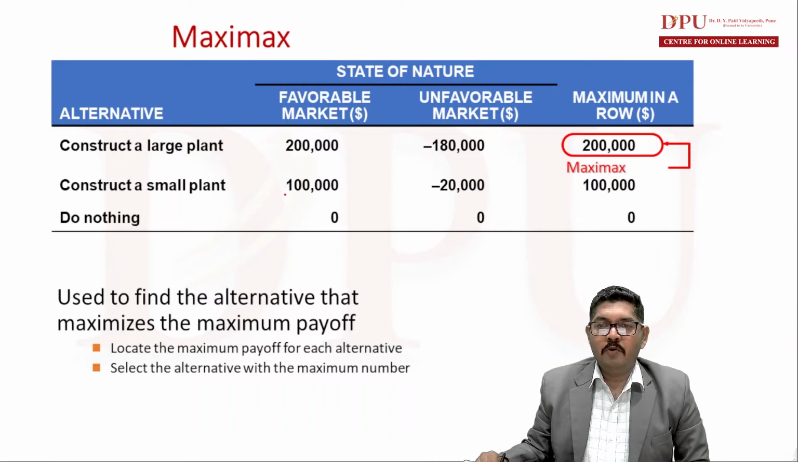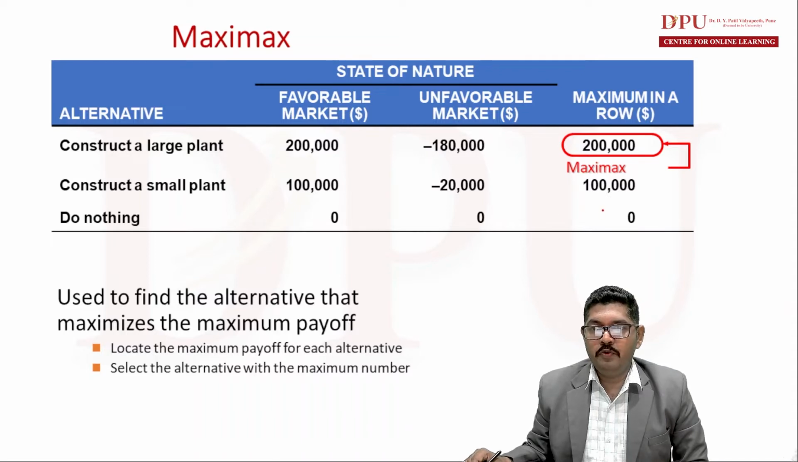For constructing a small plant, the maximum is 1 lakh, the maximum payoff I am talking about, irrespective of the states of nature. And if we choose to do nothing, the maximum is 0. So this is the maximax criterion. We choose the maximum of the maximum values. We have taken maximum values from each row, and out of these three values we have chosen the maximum value. This is the maximax criterion.